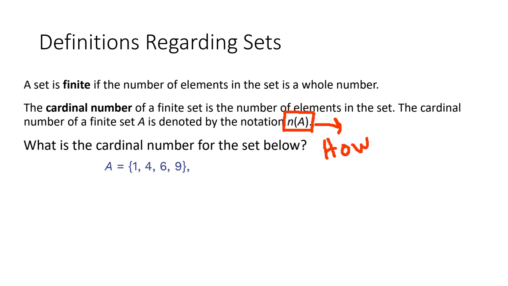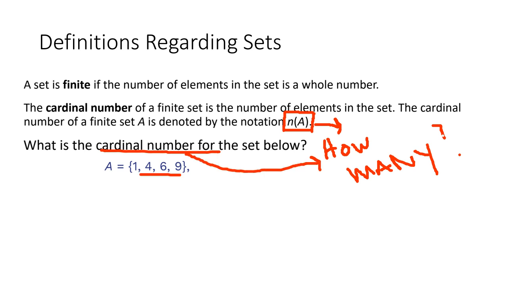Or what's the cardinality? So for example, what is a cardinal number? Once you see cardinal number, that just means how many things are in this set. So if we count them, we have 1, 2, 3, 4. So we would say that the cardinality for this set is going to be 4.